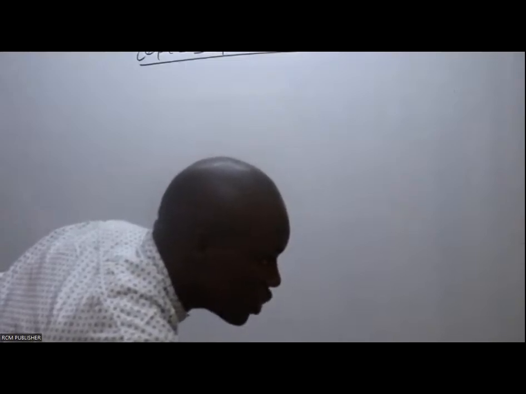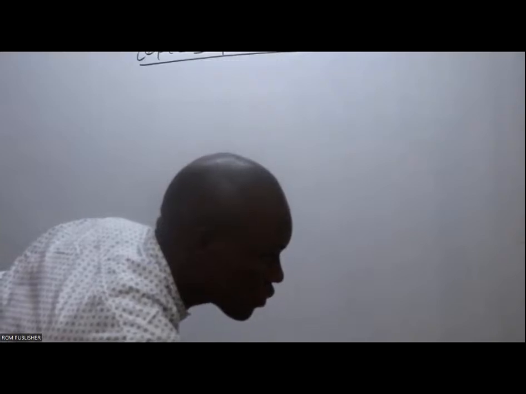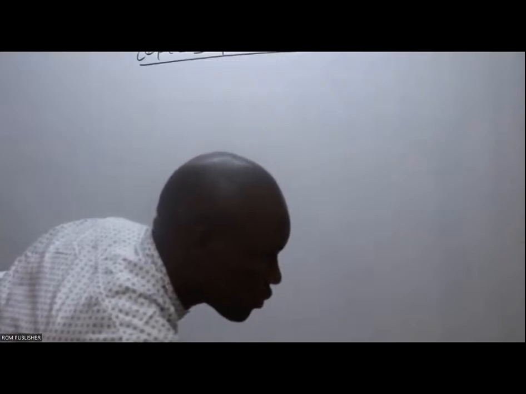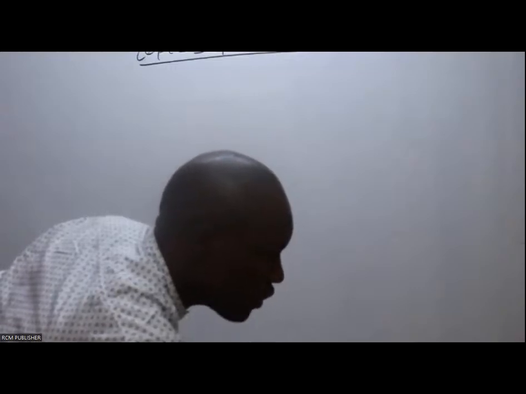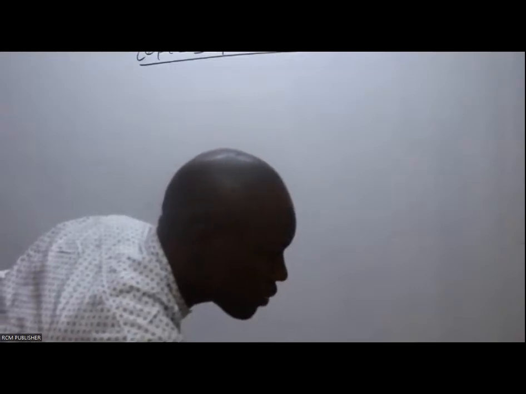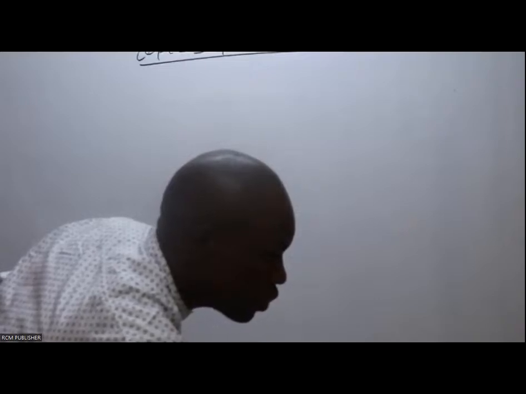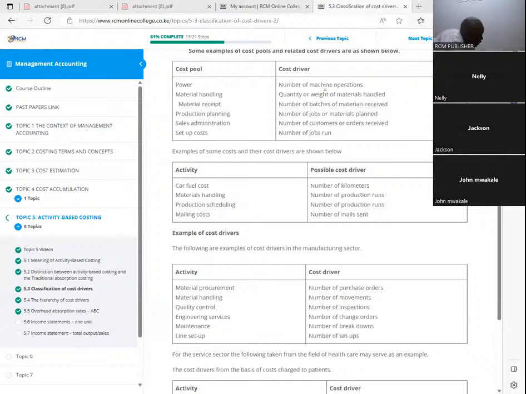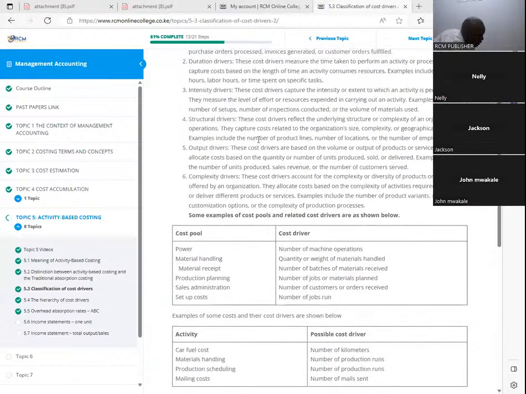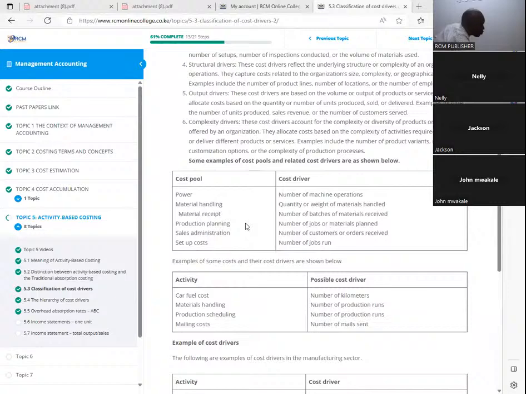Activity-based costing. This is what you need to know, which we discussed last week. If you look at this one here, remember what you are given? You are given the cost, the overheads. We are given the overheads.